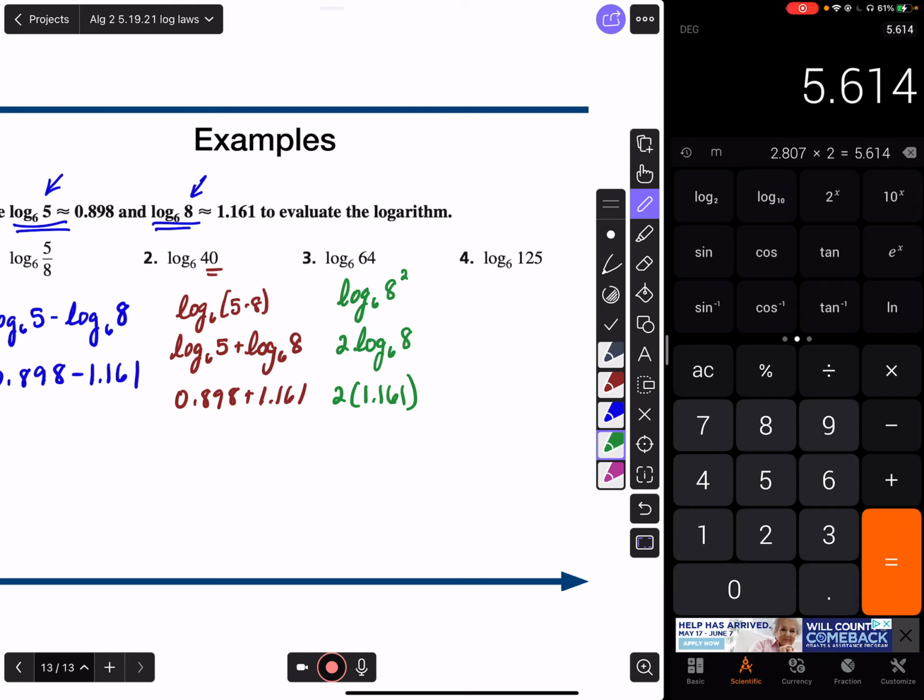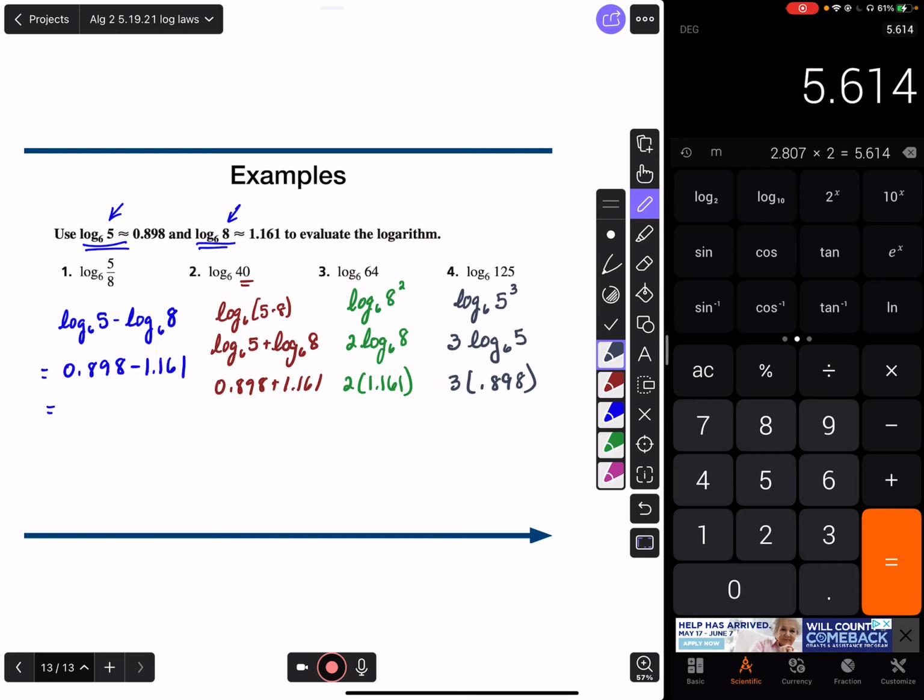And log base 6 of 125, I'm going to rewrite as log base 6 of 5 to the third power. The exponent gets to come out front, the power property. So it's 3 times log base 6 of 5, which is 0.898. You do have to do that final step, of course, figure out what that product is equal to. That's it.